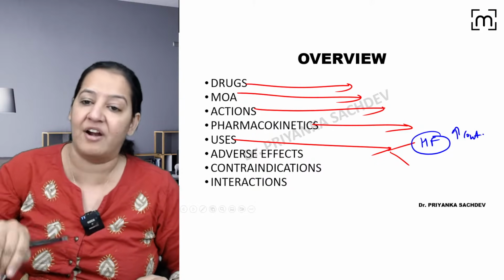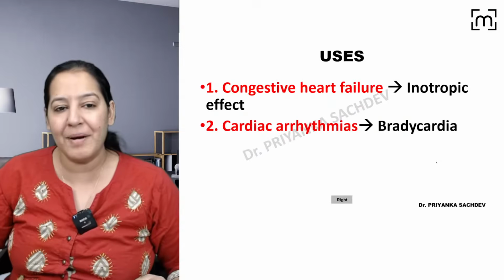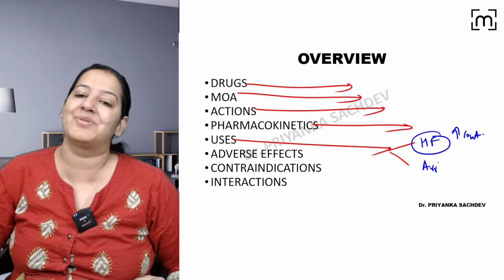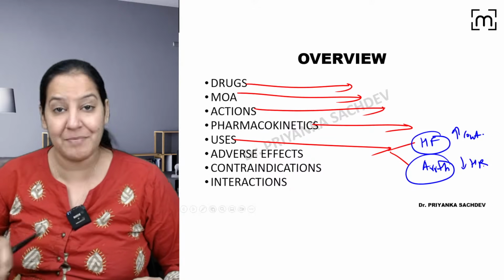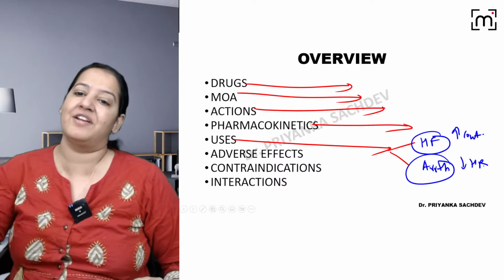That's why we give it in heart failure to treat heart failure. Number 2, it is used to treat arrhythmias also, because it decreases heart rate. It causes bradycardia. That's why we use it to treat arrhythmias also.